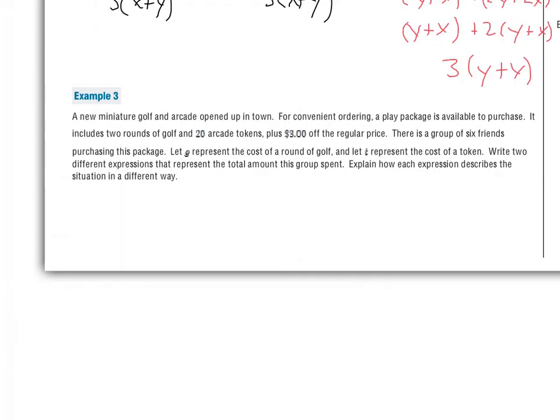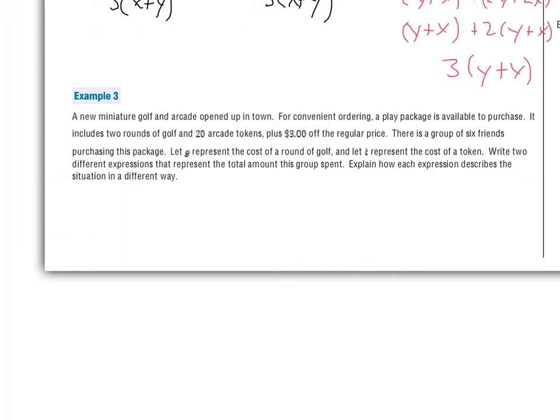So it says a new miniature golf arcade opened up in town. For convenient ordering, a play package is available to purchase. It includes 2 rounds of golf and 20 arcade tokens plus $3 off the regular price. There is a group of 6 friends purchasing the package. So let G represent the cost of a round of golf, T represent the cost of a token. Write 2 expressions that represent the total amount that the group spent.